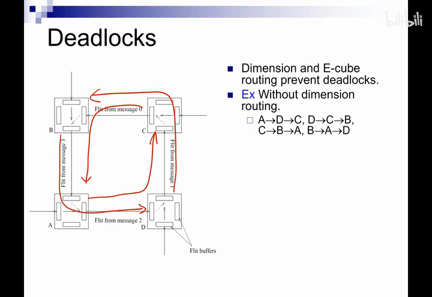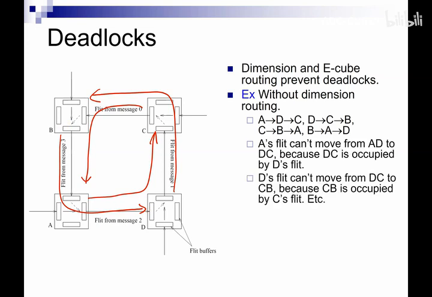When you send from D to B, since we're not using dimension routing, we're going to go in the Y direction first and then the X direction. From C to A, you again go in the X direction first and then the Y direction, and from B to D, we're going to go in the Y direction and then the X direction. Now, this is going to cause a deadlock.